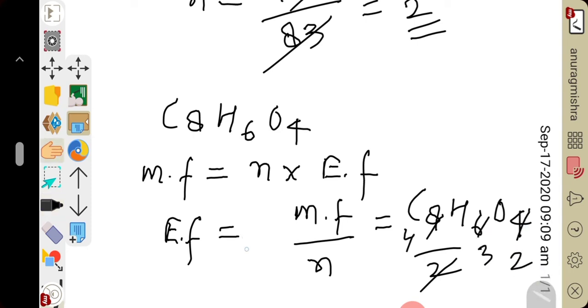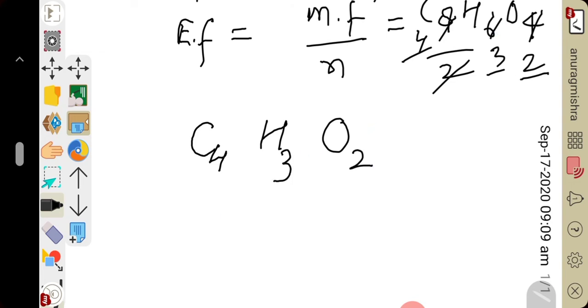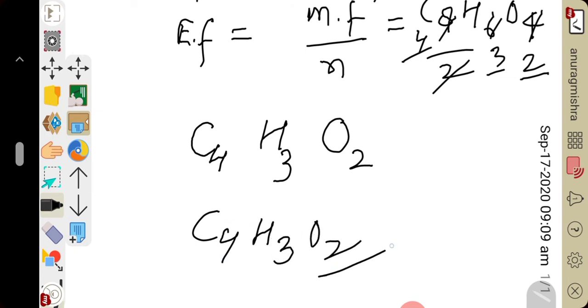So what is the empirical formula? Whatever number you got, you have to put as a subscript. For the empirical formula, first of all you put the symbols of the elements present in the molecular formula: C, H and O. After division, what you got? For C it is subscript 4, for H subscript 3 and for O it is 2. So the empirical formula is C4H3O2. I hope you people understood how to find out the empirical formula. Clear?